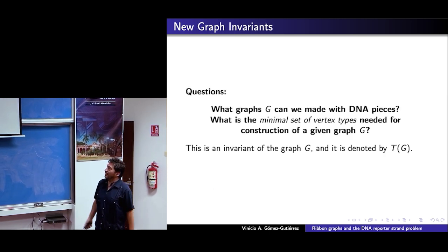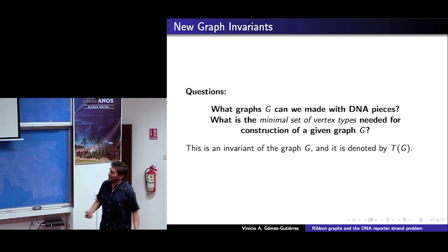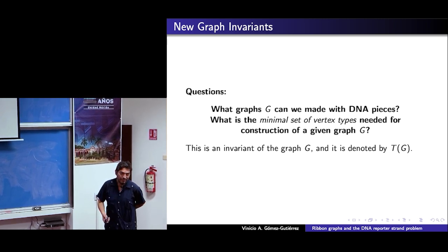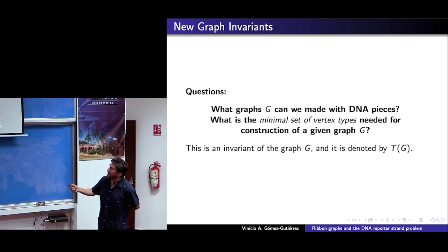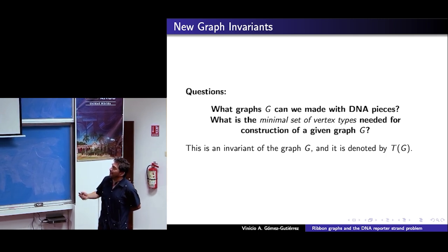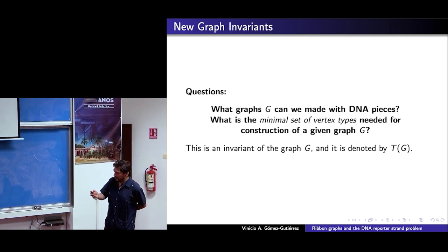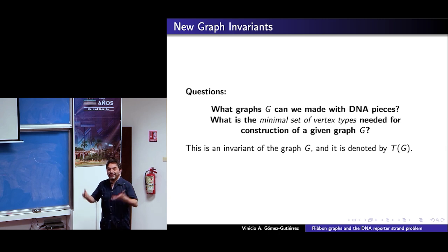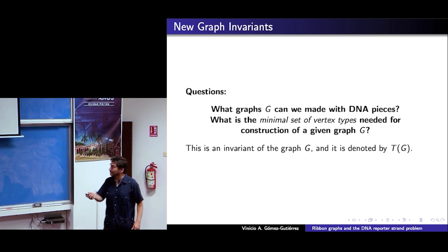Questions: what graph G can we make with DNA pieces? What is the minimal set of vertex types needed for construction of a given graph G? This minimal set of vertex types is an invariant of the graph, and it is denoted by T of G. It is a question: you give me a graph, what is this invariant? It is an open question in general.